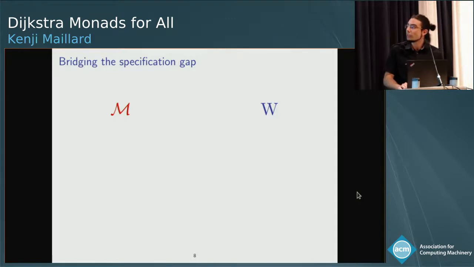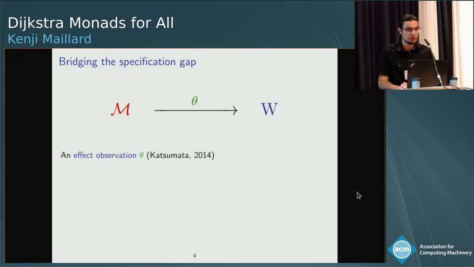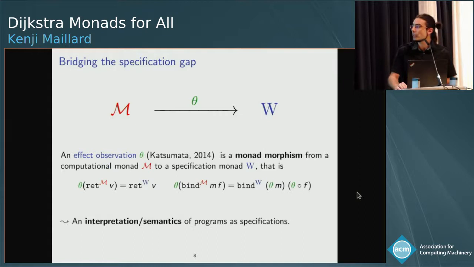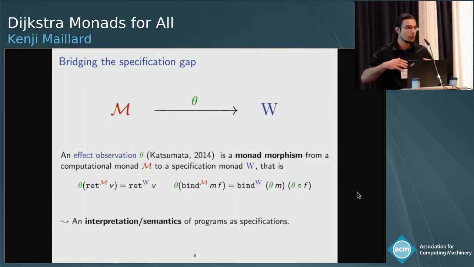What we are using in this talk is an effect observation, a function which explains how the computational monad should be interpreted in the specification monad. And so what is an effect observation? It's just a monad morphism, meaning a function assigning to each computation a specification and respecting the return and bind. So we can see it as one choice of an interpretation of computations as specification. Let's look at some examples.